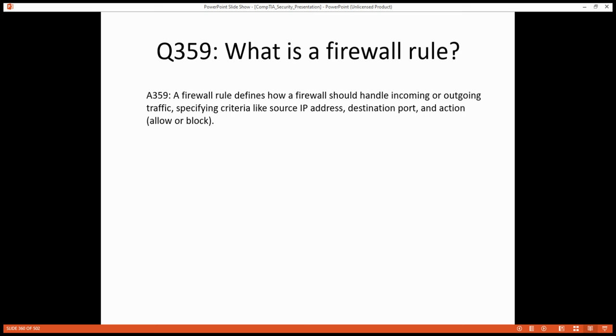Q359. What is a firewall rule? A359. A firewall rule defines how a firewall should handle incoming or outgoing traffic, specifying criteria like source IP address, destination port, and action, allow or block.